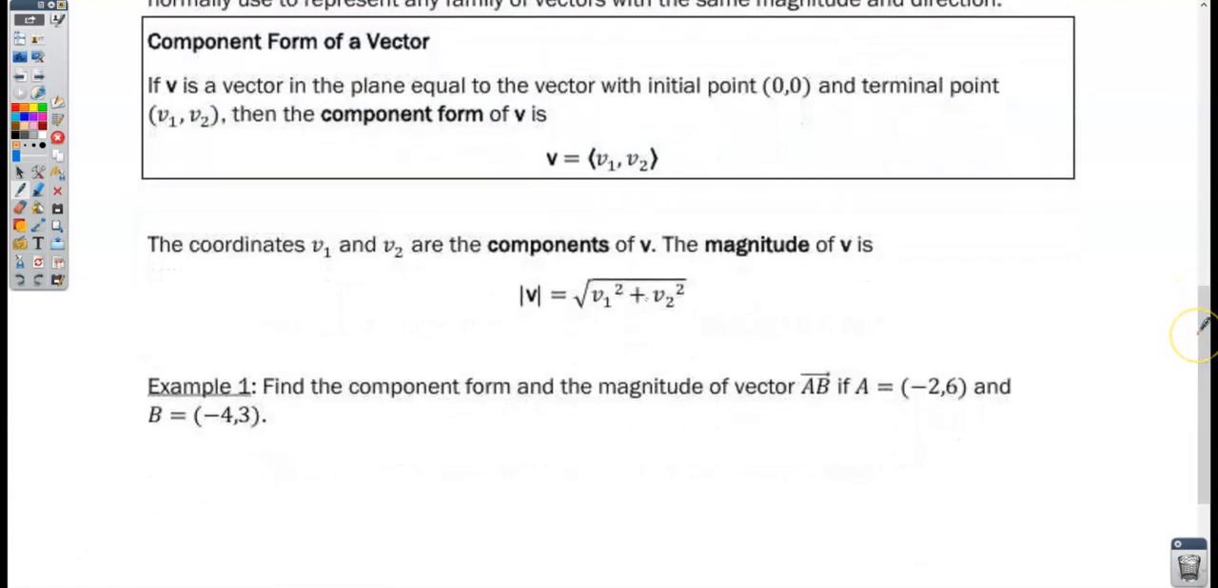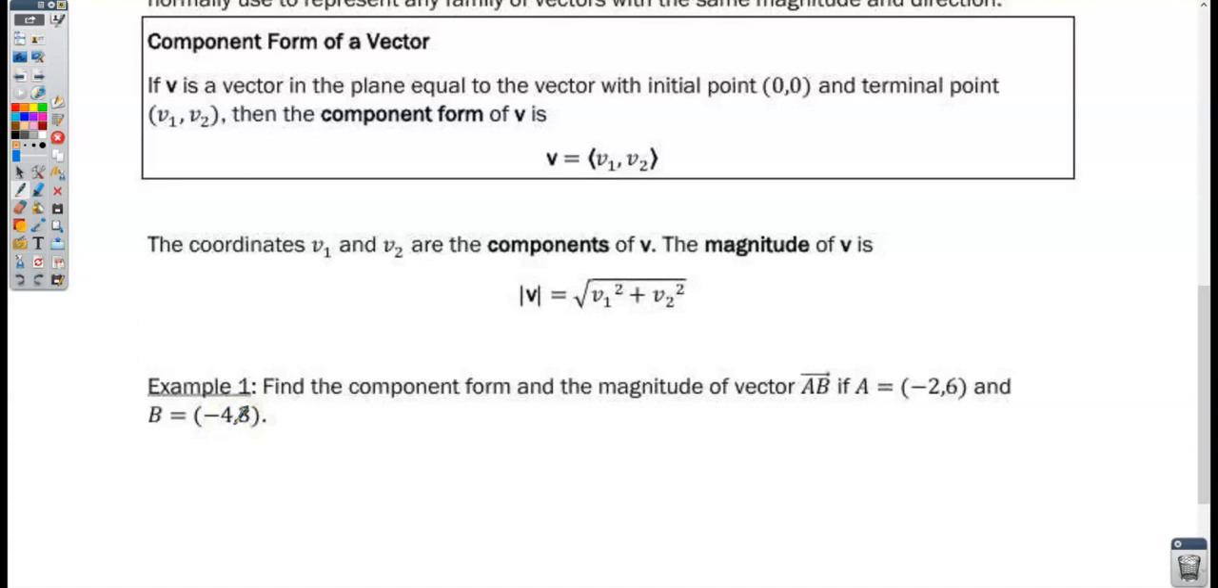Let's look at our first example. We're going to find the component form and the magnitude of vector AB, if A is the point negative 2, 6, and B is the point negative 4, 3. Now there's a lot of ways I can do this. I could translate my initial point and move it to the origin, and then move this point the same amount in the same direction, and that would give me the component form. So that's one way that I can do this.